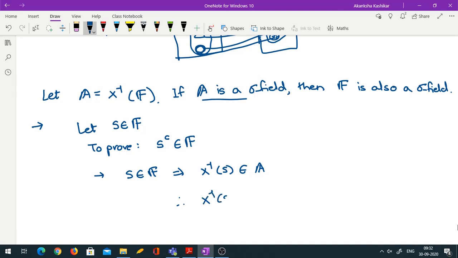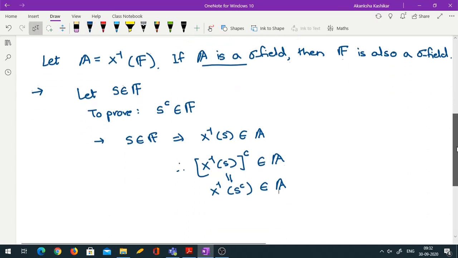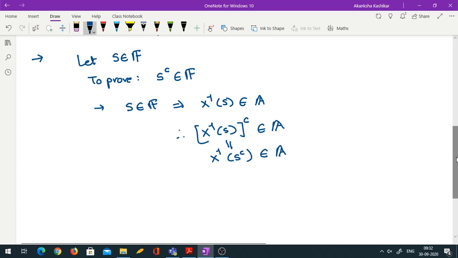Therefore, X inverse of S whole complement is also in A, because A is a sigma field. And we proved yesterday that X inverse of S whole complement is nothing but X inverse of S complement. So this equality we proved yesterday. So it would mean X inverse of S complement is in A, which means that A contains the inverse image of S complement, and we know that A is only a collection of inverse images of sets from F. A doesn't have anything extra.